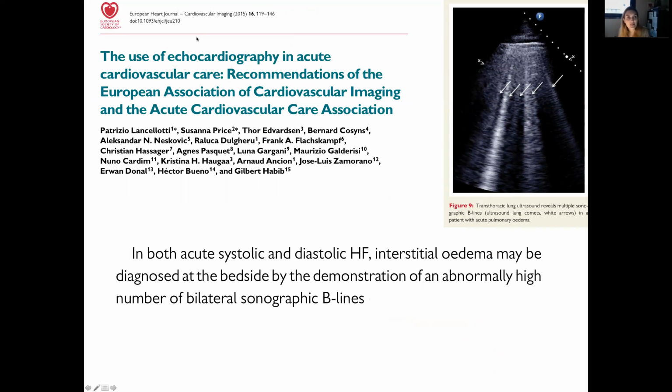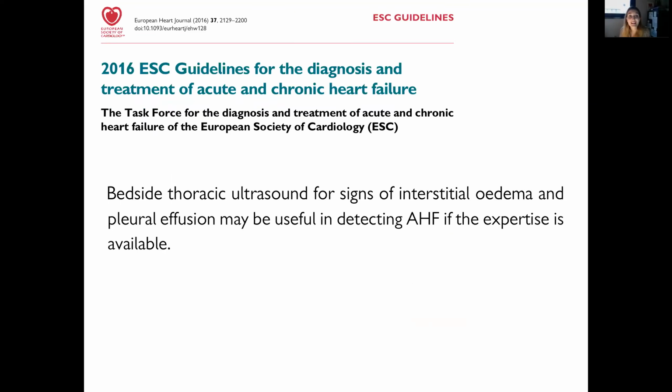So for example, this paper is about the use of echo in acute cardiovascular care, and you can find that in both acute systolic and diastolic heart failure, interstitial edema may be diagnosed at bedside by sonographic B lines. So again, a big revolution to have lung ultrasound in these recommendation papers. And even the 2016 guidelines on heart failure, the European guidelines, for the first time mention lung ultrasound. And they say, again, bedside, and this is an important word that is coming again and again, bedside thoracic ultrasound for signs of interstitial edema and pleural effusion. Of course, we don't give up scanning pleural effusion, which may be useful in detecting acute heart failure, okay?